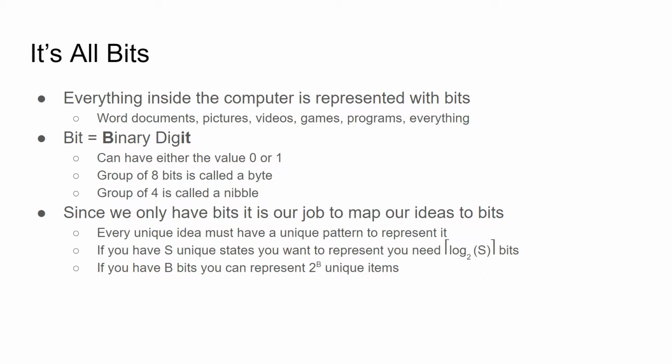Right? So since everything is represented with bits, and that's all that we have to work with inside the computer, we have to figure out how we are going to represent our ideas inside the computer with bits. So we have to come up with some mapping from our high-level ideas to some bit string representation. And every unique idea that you have has to have a unique pattern to represent it, at least in some unique context. So if you have S unique states you want to represent, you need the ceiling of log 2 of S bits. And if you have B bits, you can represent 2 to the B unique things.